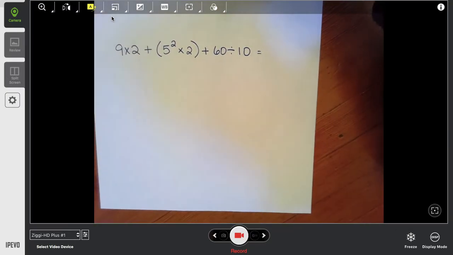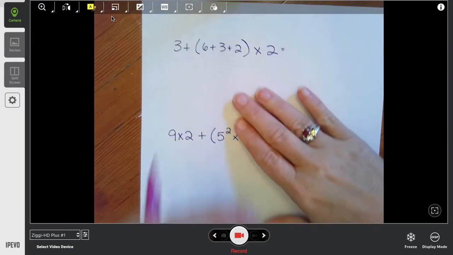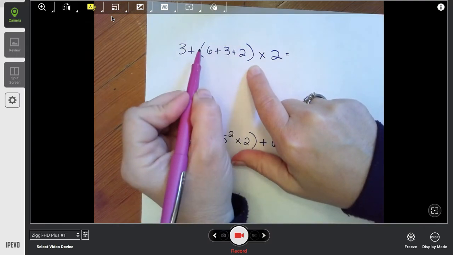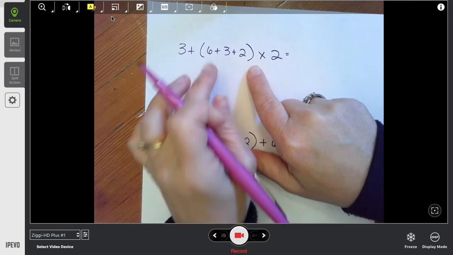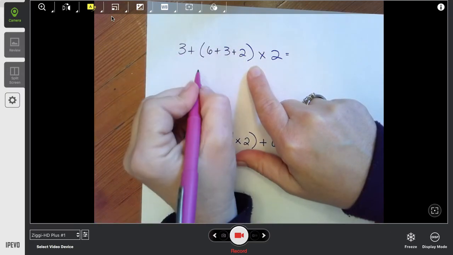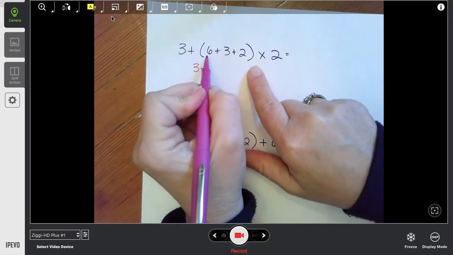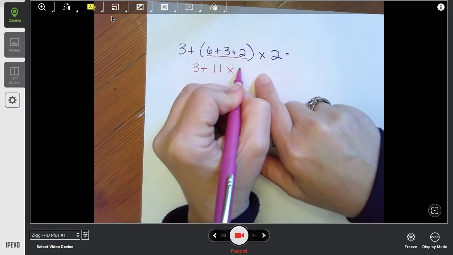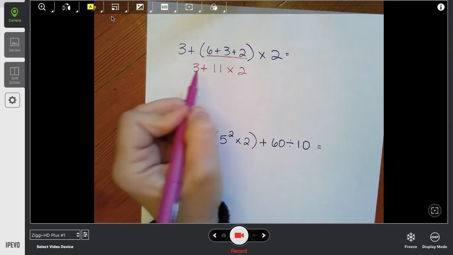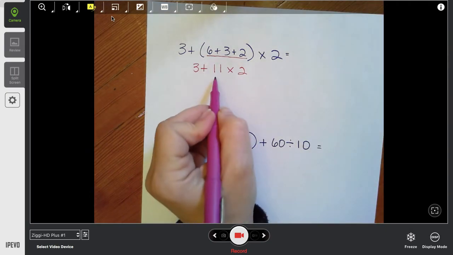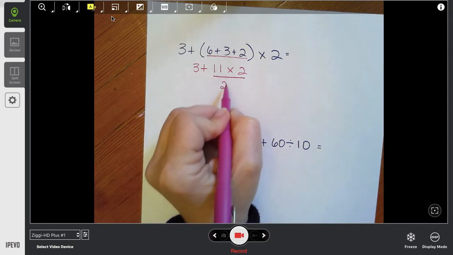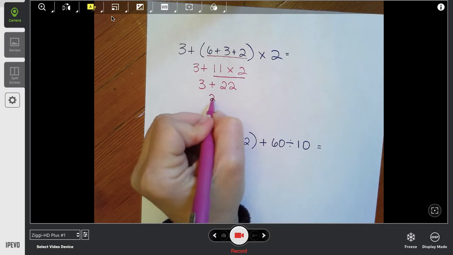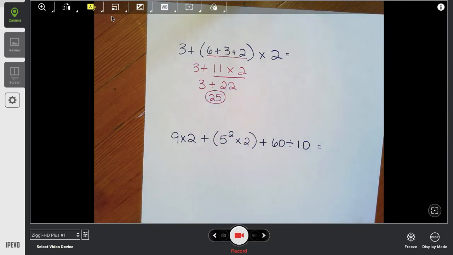Okay? All right, next, let's take a look at these. Well, I have parentheses, so I always do those first. So we're going to do inside the parentheses, and we follow order of operations inside. Since they're both addition, we're just going to go left to right and leave what's outside of it alone. 6 plus 3 plus 2, this is 9 plus 2 is 11. Leave alone what's on the outside. I'm now left with adding and multiplication, so I'm going to multiply first. 11 times 2 is 22, and then we add 3 on the outside. 3 plus 22 is 25.